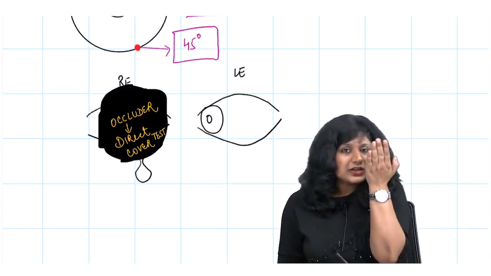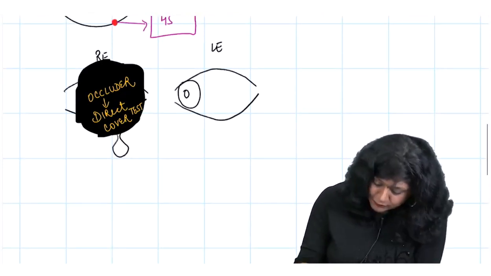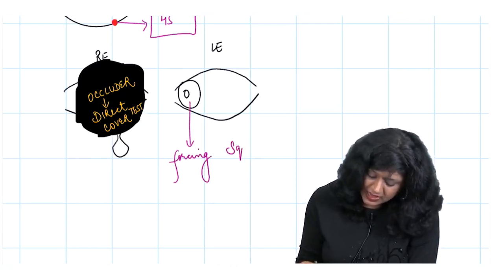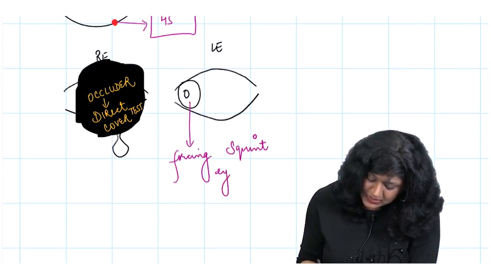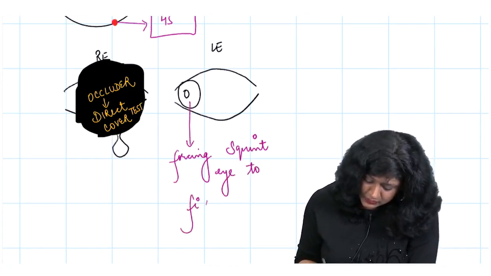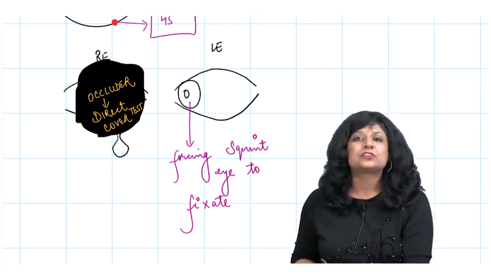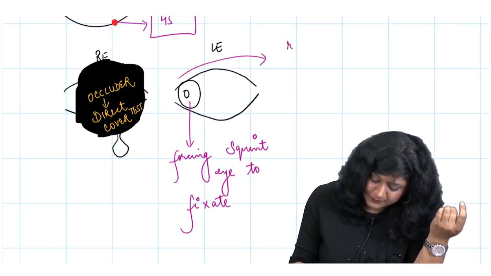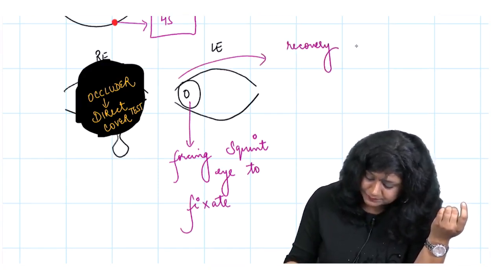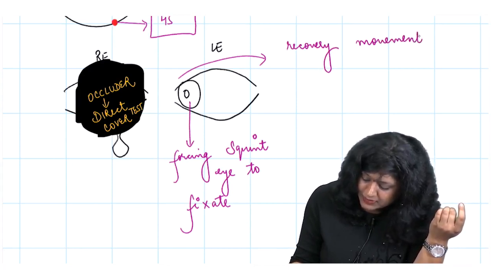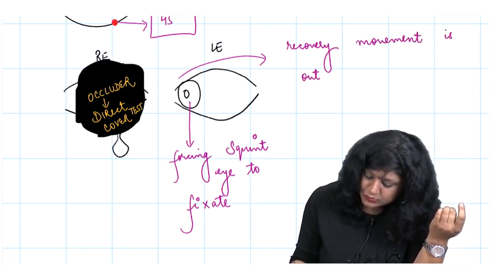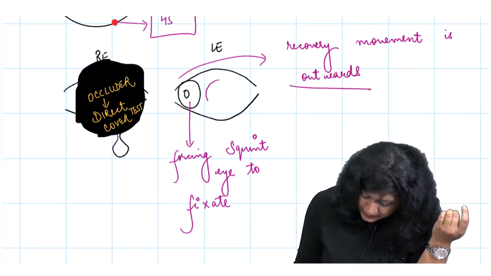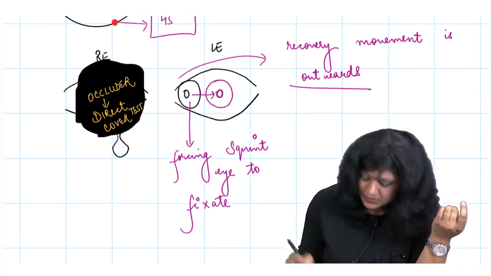So when we have occluded the normal eye, now I am forcing the squint eye to fixate. If it is deviated in, now it will be moving outward. Recovery movement is outward. It is always in the opposite direction and it will be coming in the center. This will be its final position.